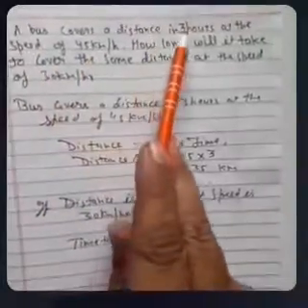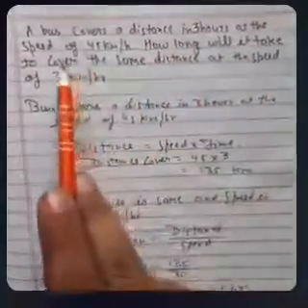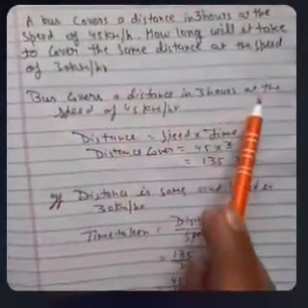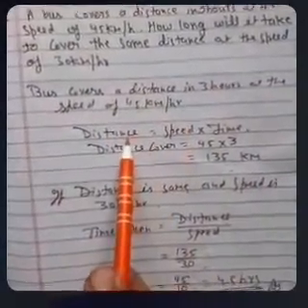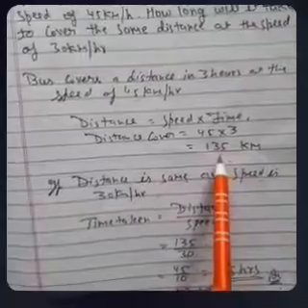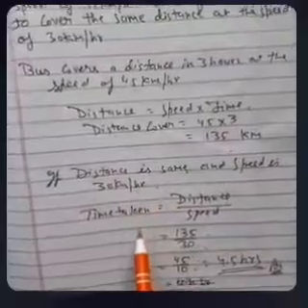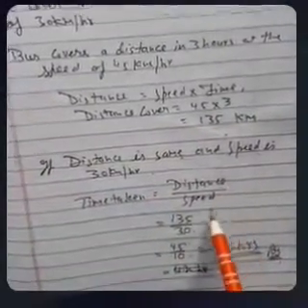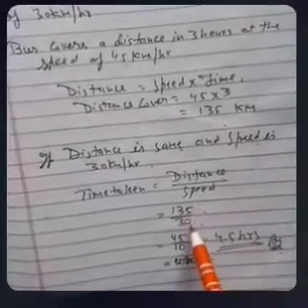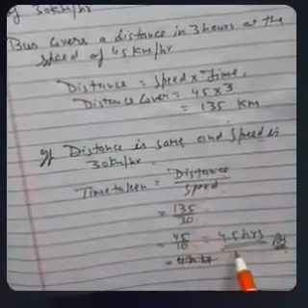A bus covers a distance in 3 hours at the speed of 45 km per hour. How long will it take to cover the same distance at the speed of 30 km per hour? The bus covers a distance in 3 hours at the speed of 45 km per hour. So distance is equal to speed multiplied by time. Distance covered is equal to 45 into 3, which is 135 km. If the distance is the same and the speed is 30 km per hour, time taken is distance upon speed, 135 upon 30. Now cancel out the 3. 45 upon 10 is equal to 4.5 hours.